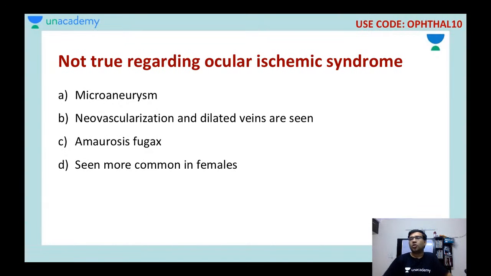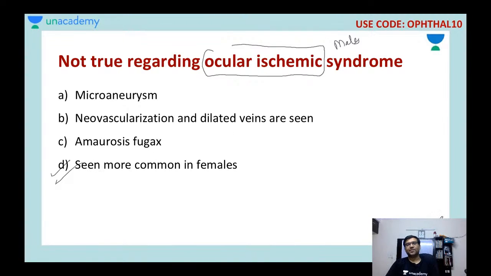The next question: not true regarding the ocular ischemic syndrome. Your options are microaneurysm, neovascularization and dilated veins are seen, amaurosis fugax seen more commonly in females. So remember, ocular ischemic syndrome, or any of these cardiovascular events, is more common in males as compared to females. Okay, so the answer here is D.